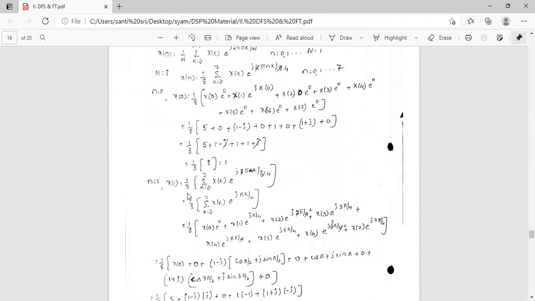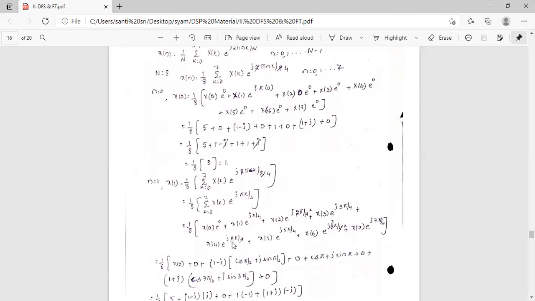If n equal to 1, x of 1 equal to 1 by 8 into sigma k equal to 0 to 7, x of k into e power j k pi by 4, since the n value is 1. Okay. So by simply substituting k values from 0 to 7 here. So x of 0 and e power 0 plus x of 1 and e power j pi into 1 by 4 plus x of 2 and e power j pi into 2 by 4, similarly x of 3 and e power j 3 pi by 4 plus x of 4 and e power j 4 pi by 4 plus x of 5 and e power j 5 pi by 4 plus x of 6 into e power j 6 pi by 4 plus x of 7 and e power j 7 pi by 4. Okay.